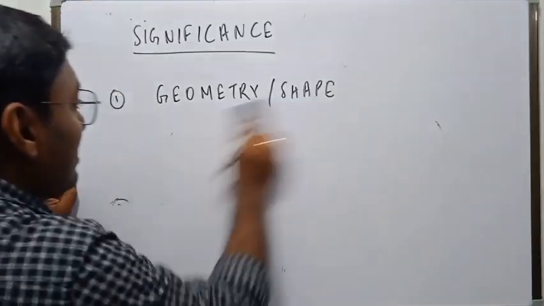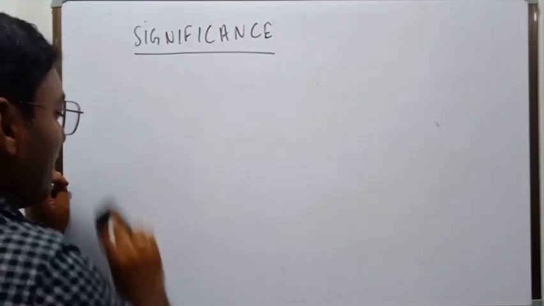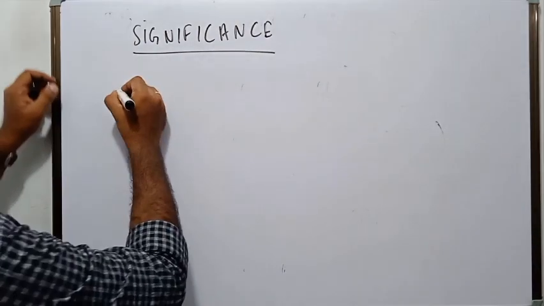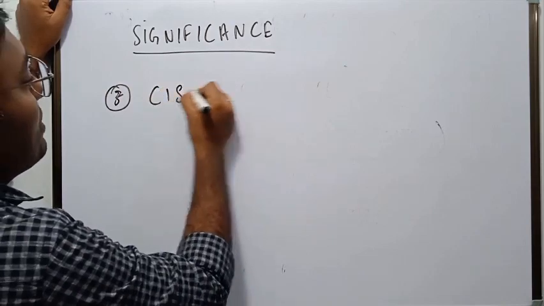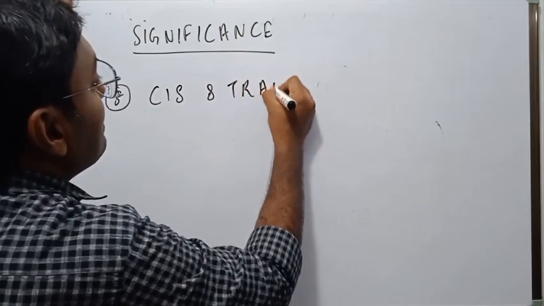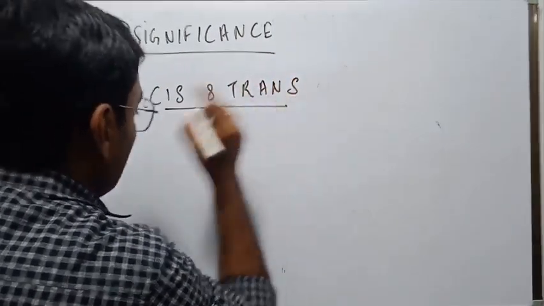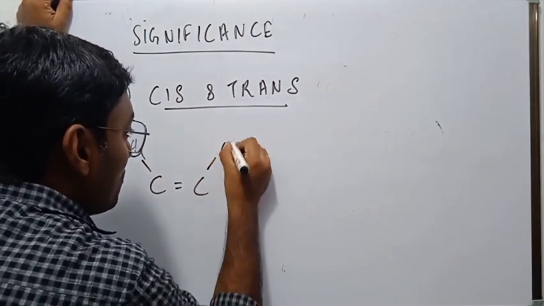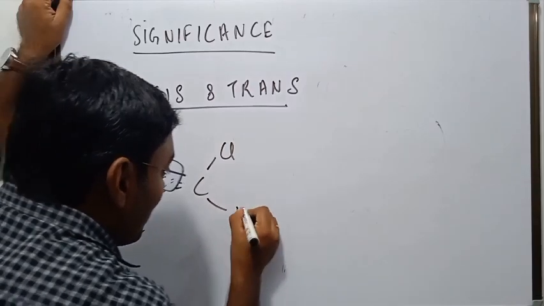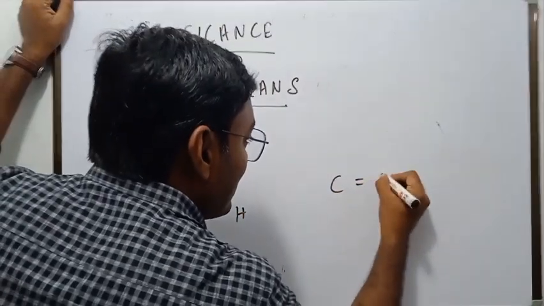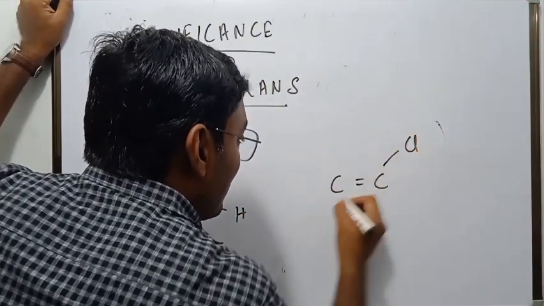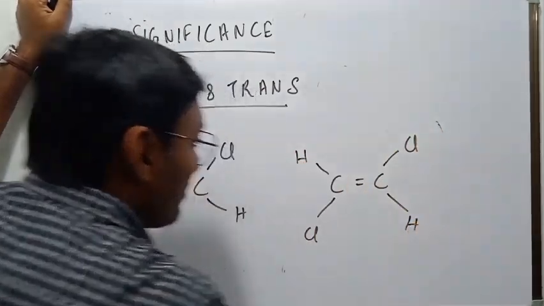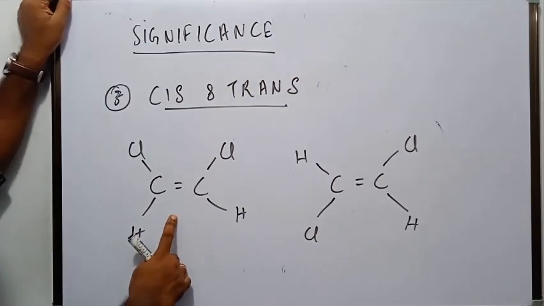Third, we can distinguish between cis and trans isomers. Let me draw an example and tell you how. This is a cis isomer, and this is a trans isomer. This is cis dichloroethene, and this is trans dichloroethene.